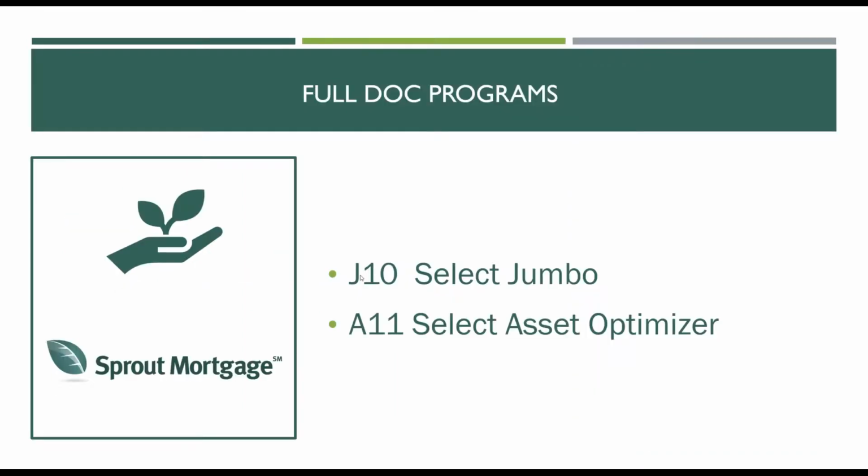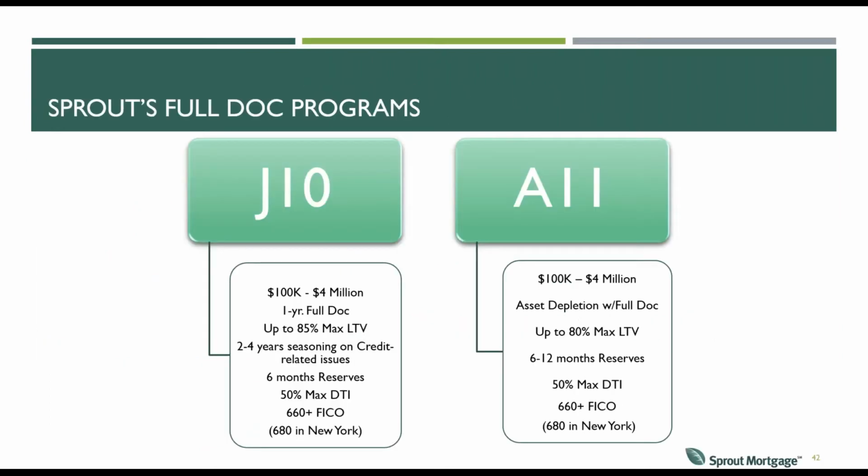And then for the full doc programs that are investor friendly, you're going to have your J10 Select Jumbo and the A11 Select Asset Optimizer. So for the J10, here's the high level overview of the J10. You're going to have a $100,000 loan amount up to $4 million. It's going to be a 1-year full doc up to 85% max LTV, 2 to 4 years seasoning on credit related issues, and then 6 months reserves, 50% max DTI with a 660 plus FICO score, 680 in New York.